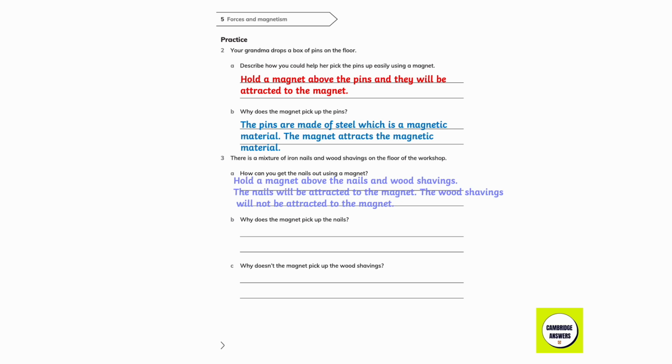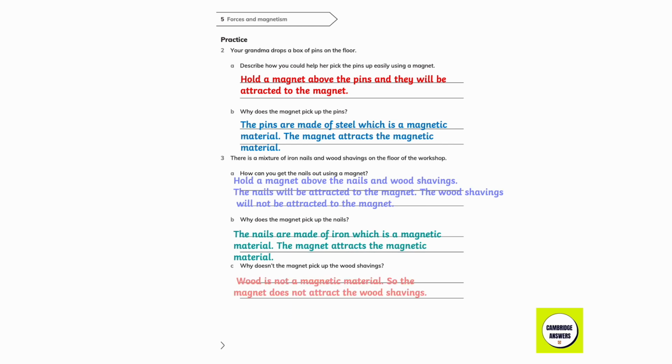Why does the magnet pick up the nails? The nails are made of iron, which is a magnetic material. The magnet attracts the magnetic material. Why doesn't the magnet pick up the wood shavings? Wood is not a magnetic material, so the magnet does not attract the wood shavings.